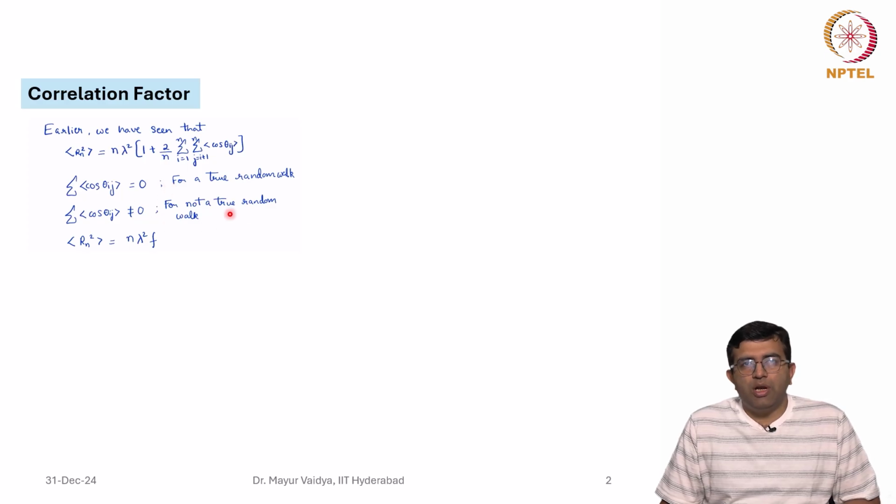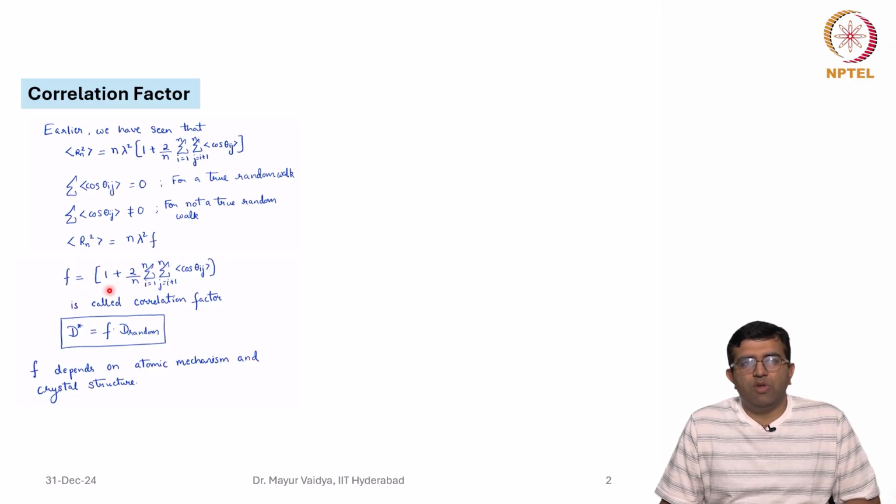Now, if it is not a true random walk, then the average of cos theta ij is not equal to 0, and therefore, this term is written as f, which stands for the correlation factor. So, this f equal to 1 plus 2 by n double summation of average of cos theta ij is what is called the correlation factor, and therefore, the d star, the tracer diffusion for example, is written as f into d random, which is the d which would have arisen due to the complete random motion of the atom. f, as I said, depends upon the atomic mechanism and the crystal structure.